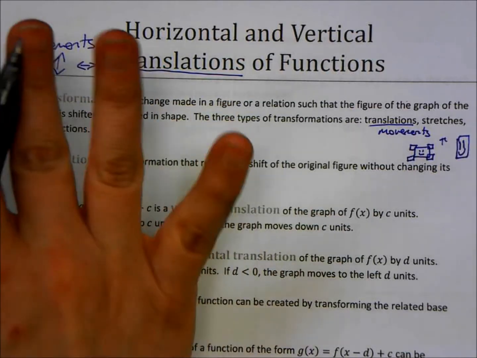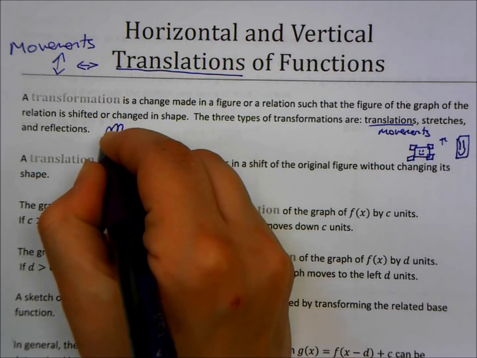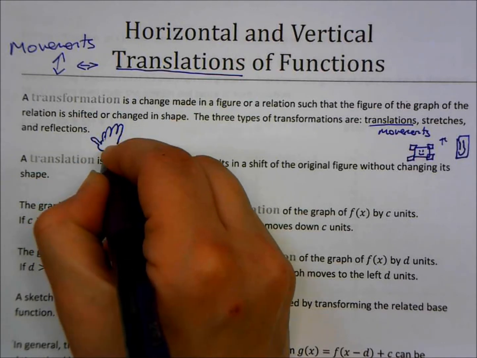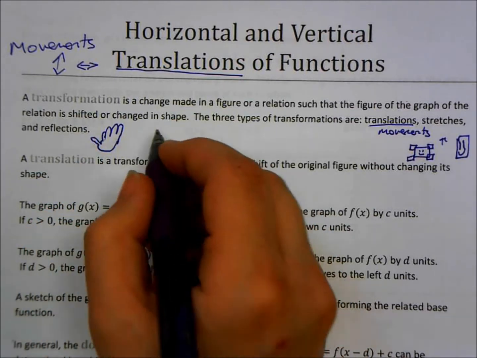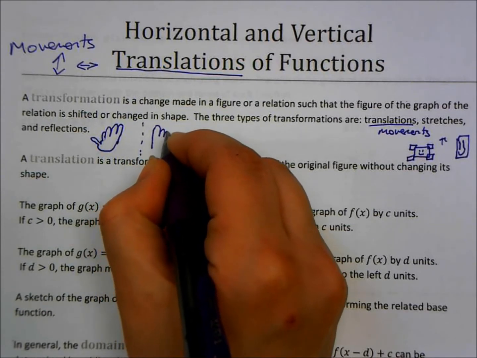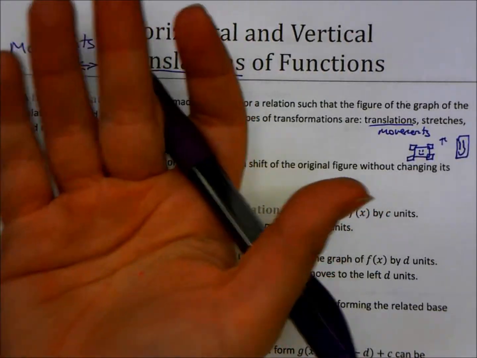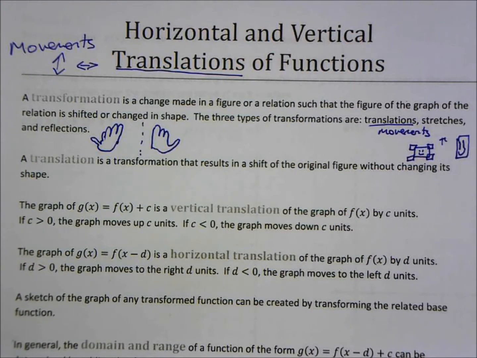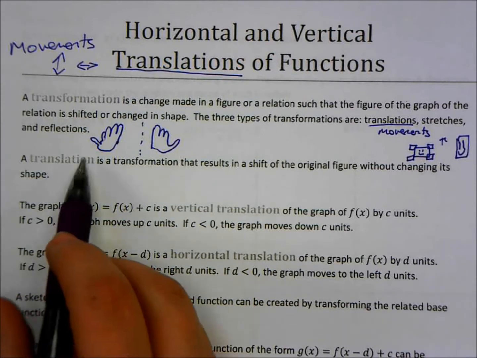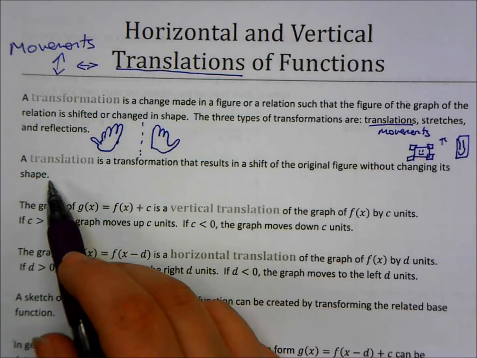Reflections are when we have, let's say we had our hand, 4 fingers on a hand, and a thumb. And if we did a reflection, it's what it would look like in the mirror. Okay? When it's flipped from one side to another, that's a reflection. A translation is a transformation that results in a shift of the original figure without changing its original shape.